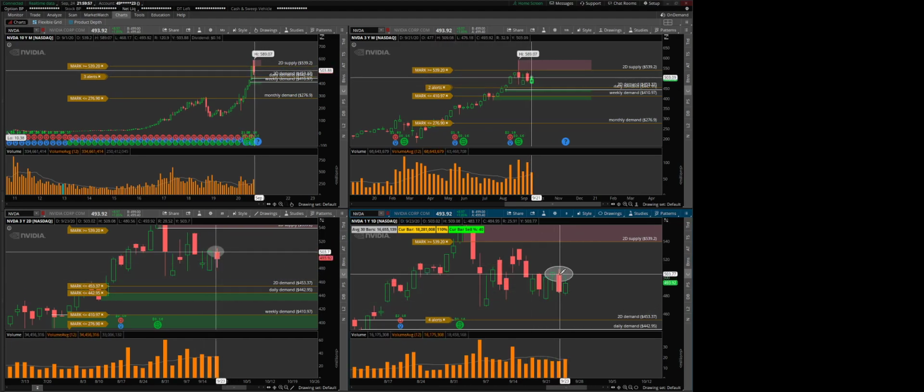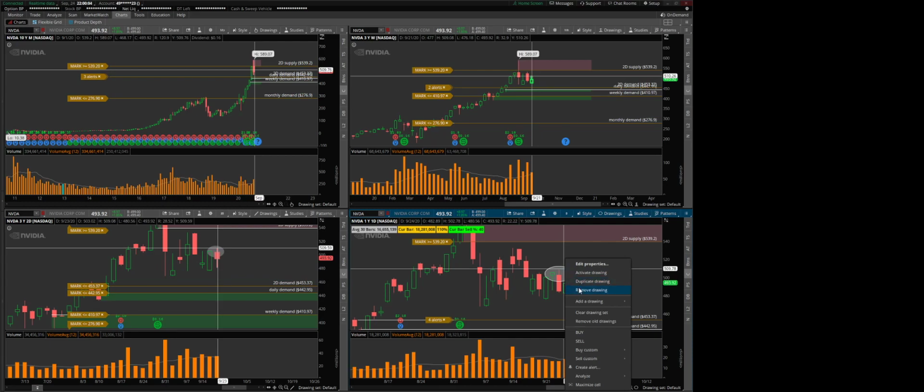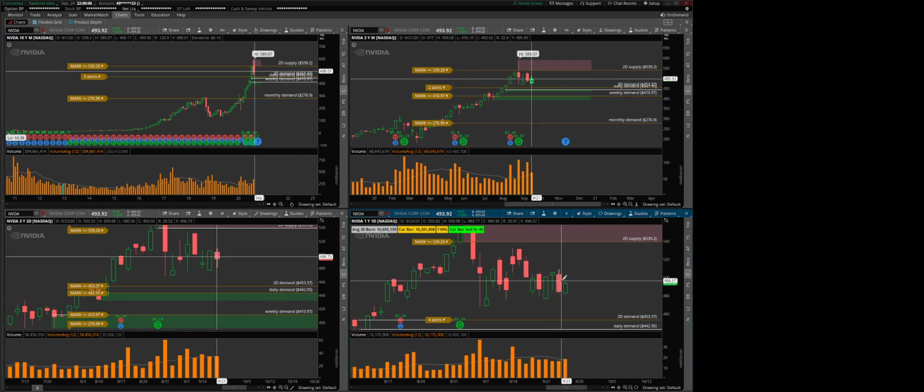So what's this? We have a rally. We based out with this green body candle, and then we dropped. But as most of you should know, this pattern isn't the greatest. You can draw this, and it did respect it really well.